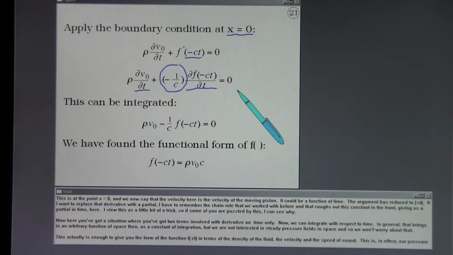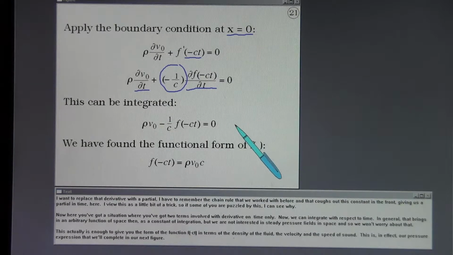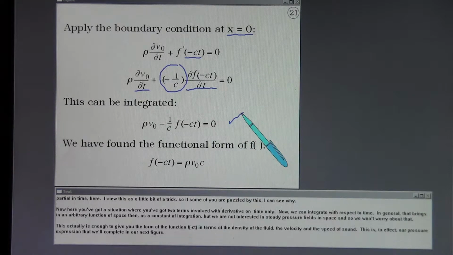Now we can integrate with respect to time. In general, that would bring in an arbitrary function of space then as a constant of integration, but we're not interested in steady pressure fields in space, and so we won't worry about that. This actually is enough to give you the form of the function f of minus ct in terms of the density of the fluid, the velocity, and the speed of sound. And this is, in effect, our pressure expression that we'll complete in the next figure.